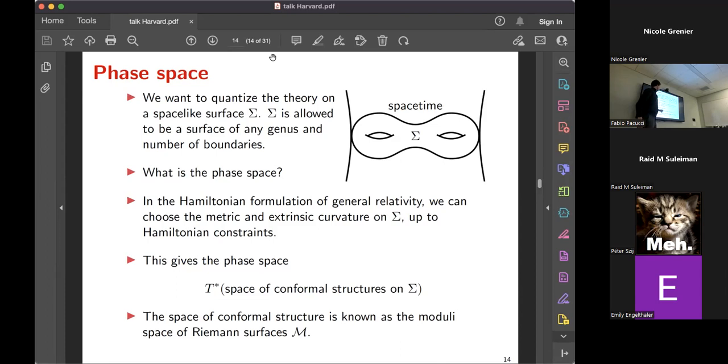In 2D, the space of conformal structures on a Riemann surface is a very famous object: it's the moduli space of Riemann surfaces. So you get the very nice statement that the phase space of 3D gravity is just the cotangent space of the moduli space of Riemann surfaces. In particular, this M is a finite dimensional space. If the surface is closed, it's finite dimensional, and the dimension is 3G minus 3 complex dimensions, where G is the number of holes.